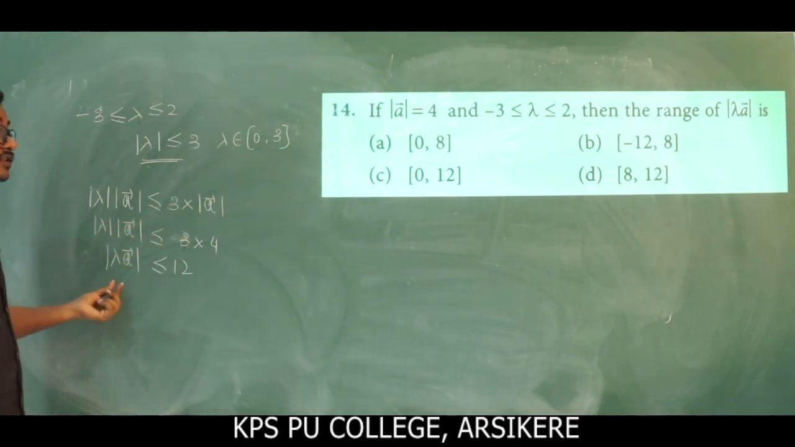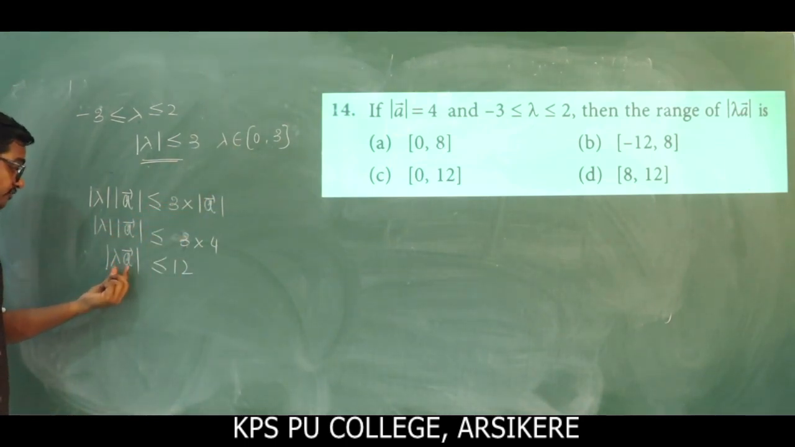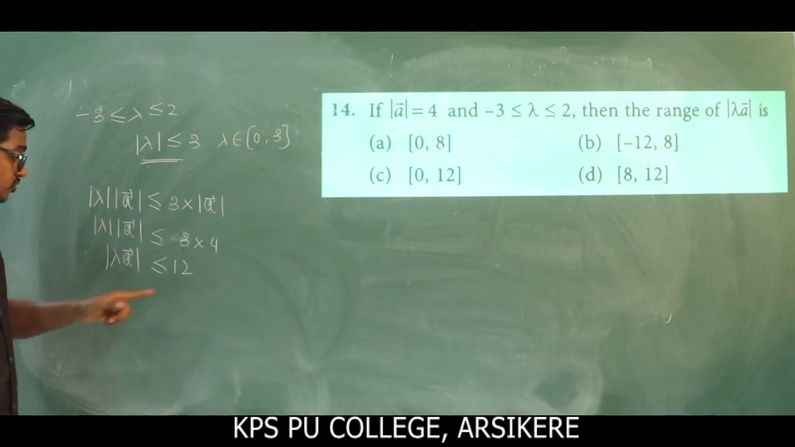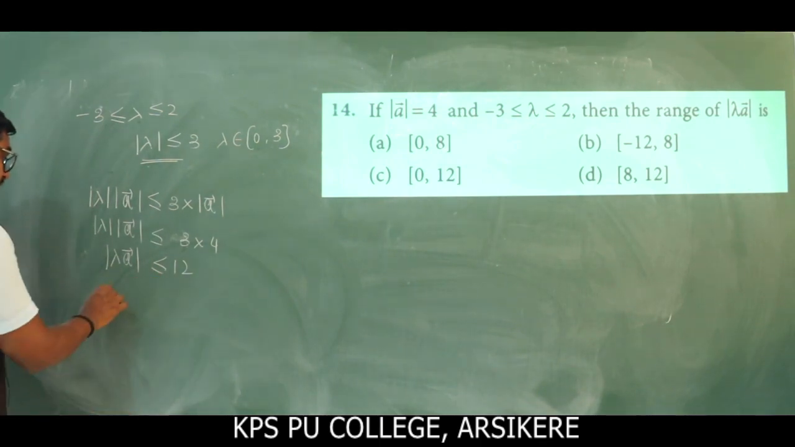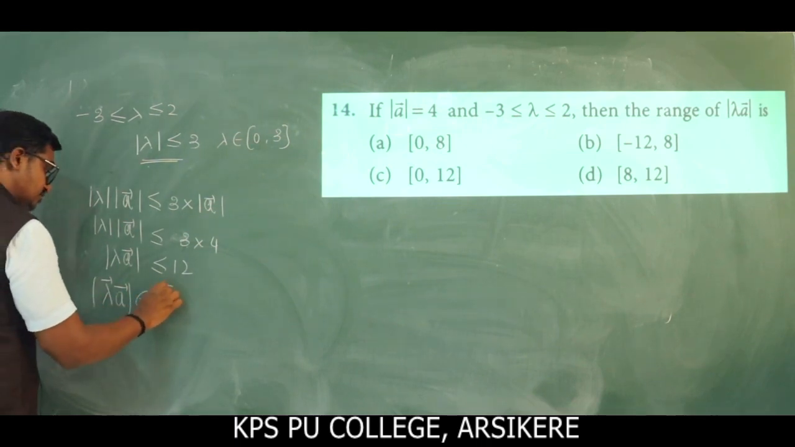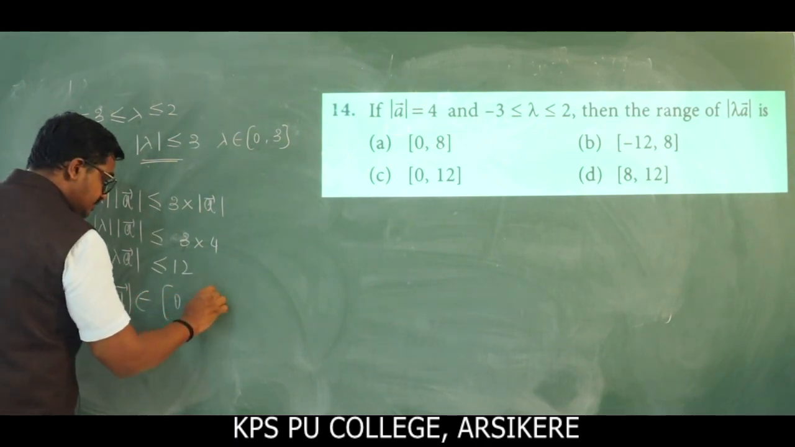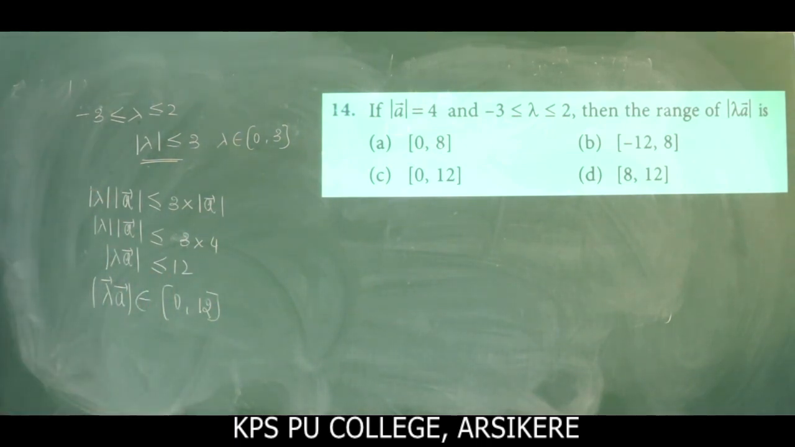But here we have to find the range of what? Magnitude of lambda into vector A. So that is less than or equal to 12, which means modulus of lambda into vector A belongs to the closed interval 0 to 12. Closed interval 0 to 12.